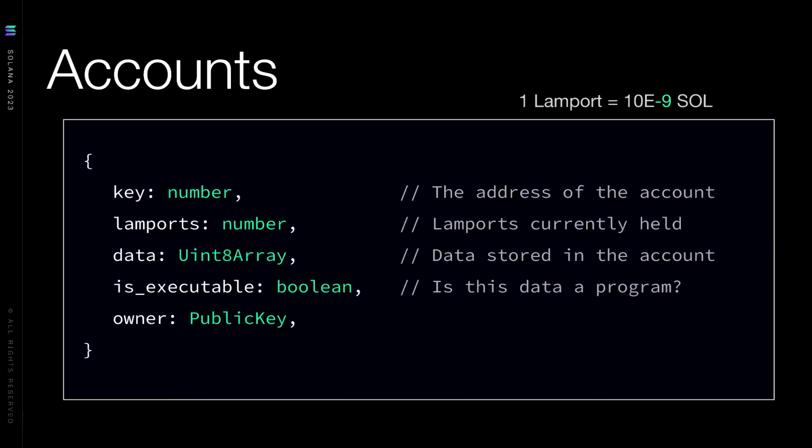And then there's this is_executable Boolean flag that every account has. Basically, this just signifies if the specific account that you're interacting with is a program or not. If executable is true, it's a program. If it's false, it's just a data account. And lastly, there is an owner value. Every single account has an owner, and only the program owner of that account actually has the ability to update the data that's in that account.